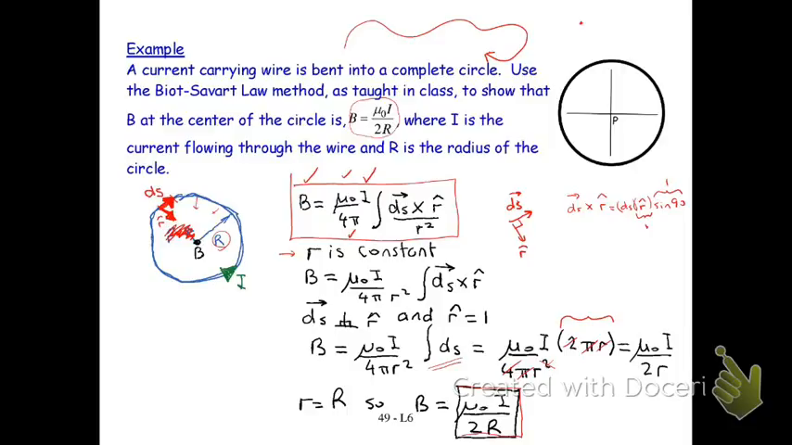I have it. In a typical test question, I'd give you the value for the radius, and I'd give you the value for the current. And you could work out the numerical value.